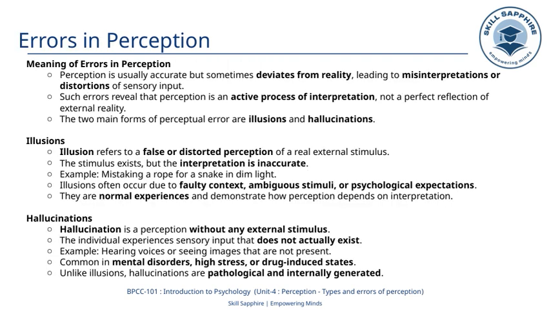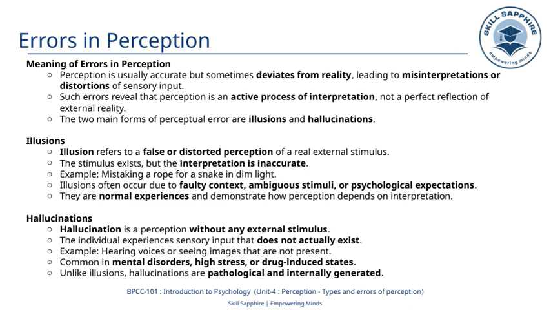Now, let's explore errors in perception. While perception is generally quite accurate, it can sometimes deviate from reality, leading us to misinterpret or distort sensory information. These errors highlight that perception is an active process of interpretation, not a perfect mirror of external reality. The two main types of perceptual errors are illusions and hallucinations.